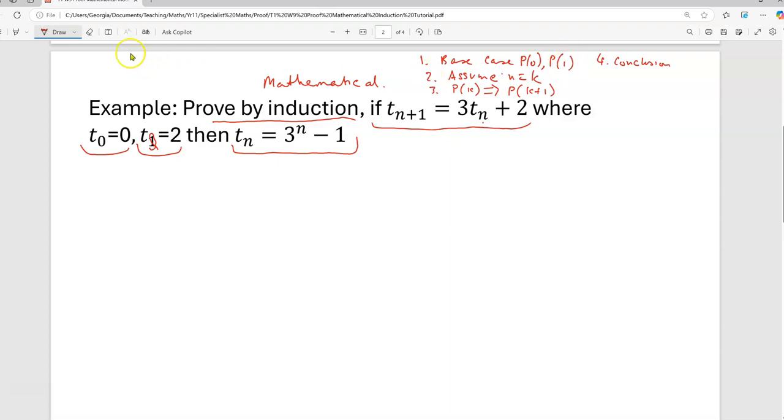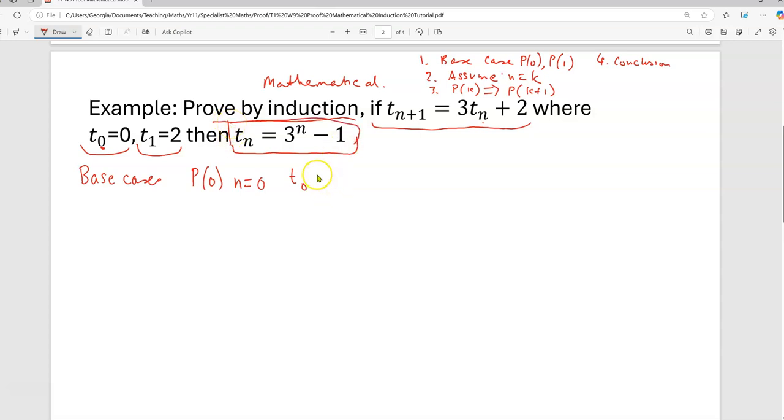Just erase that, I didn't mean to scribble that out. Okay, so let's proceed. Step 1 is the base case, except there are 2 base cases this time. So we want to say, does our proposition hold when n is equal to 0? Let's put it into the formula. T of 0, this formula here is the one we want to prove.